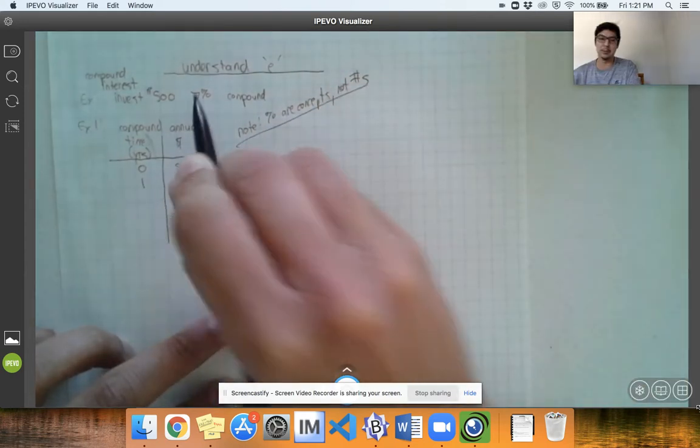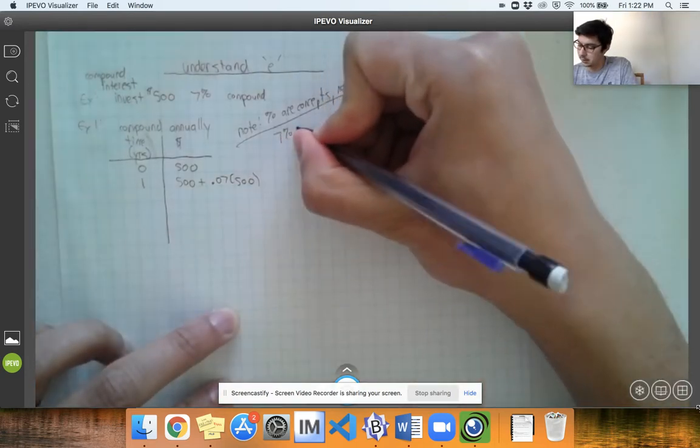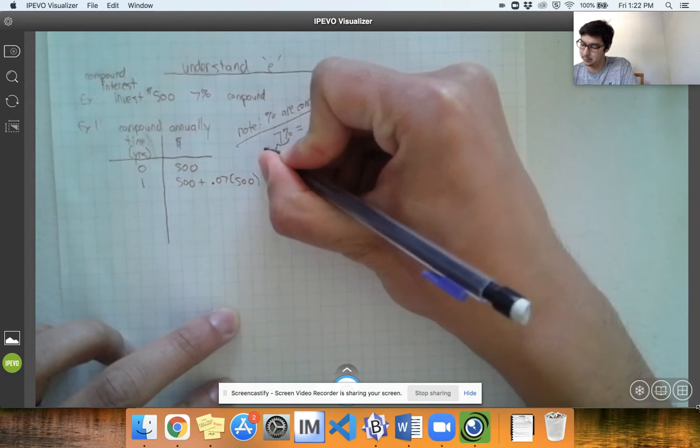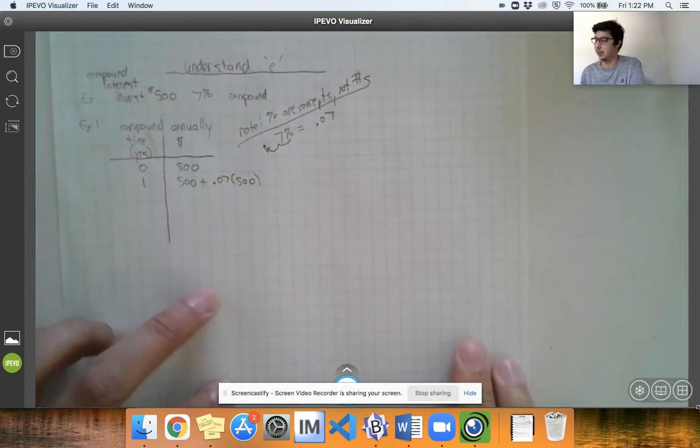So 7% is not the number 7. 7% is equivalent to 0.07, where you always move the percent sign back 2. So a little refresh on how percents work, just in case you might have forgotten.